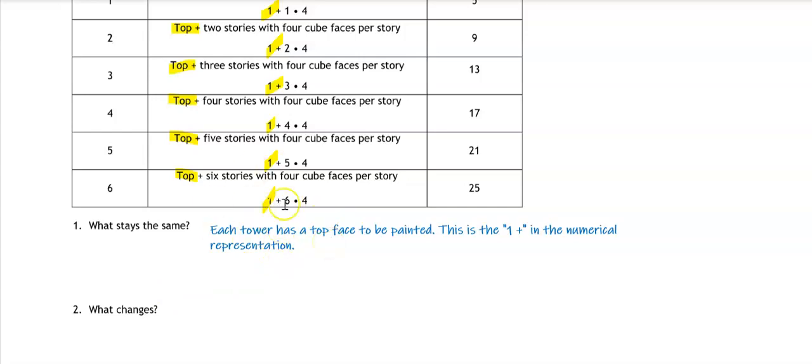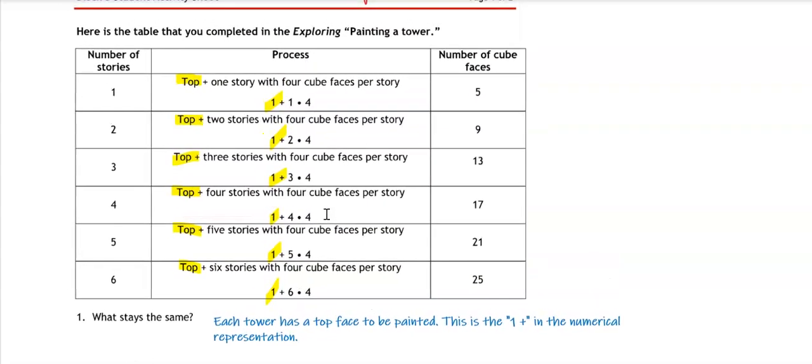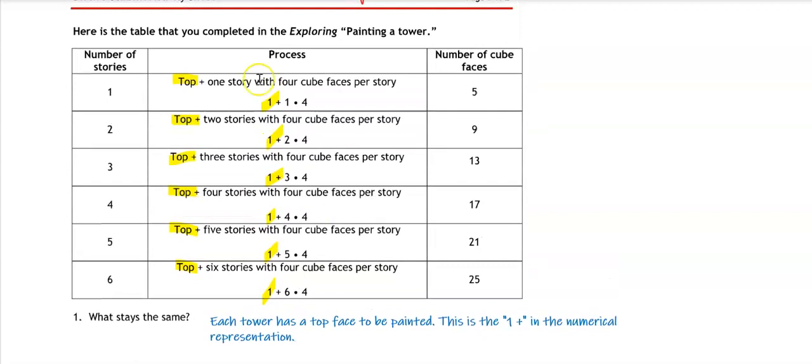Well, what else stays the same? Let's scroll up and have another look. I'm starting to see 4 cube faces per story. Every one of those has that. There are those 4 cube faces per every story that got painted. And that is the times 4 in our numerical representation. So that's another thing that stays the same, and we should write down something about that.